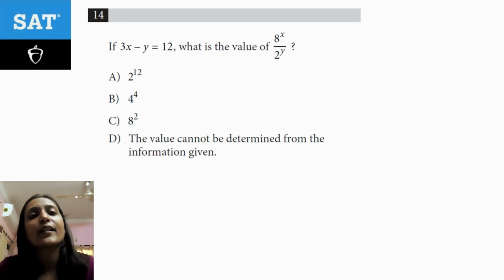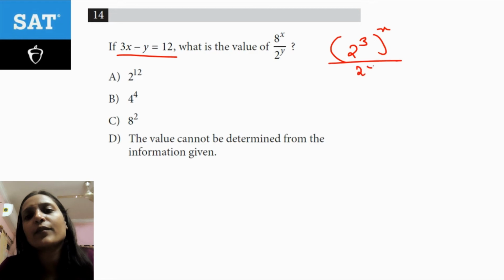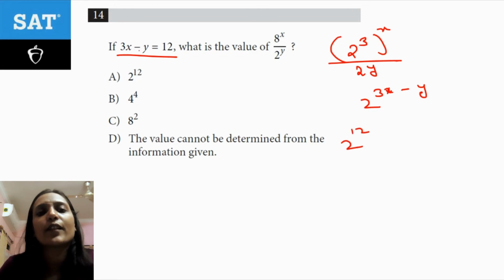Here the question is 3x minus y is equal to 12. Then what is the value of 8 to the power x divided by 2 to the power y? First thing we have to do is make the 8 as 2 to the power 3, to the power x, whole divided by 2 to the power y. So this is nothing but 2 to the power 3x minus y. So we're essentially saying this is 2 to the power 12 if we substitute the value from the question over here. Let's move ahead to the next question now.